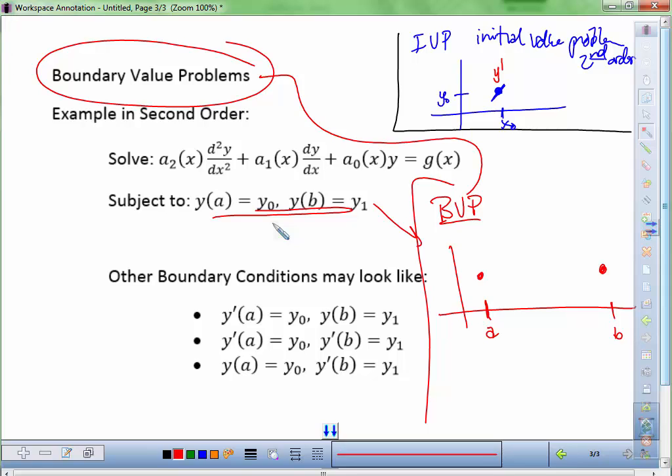Now your boundary conditions can also look like any of these combinations of derivatives or original function values. Like the first one can be the derivative at the first point, and then the actual value at the second point at the other boundary. So this would be another type of boundary value. And so there's going to be 4 types of boundary value problems that you could possibly have. It'll be a differential equation subject to one of these conditions.